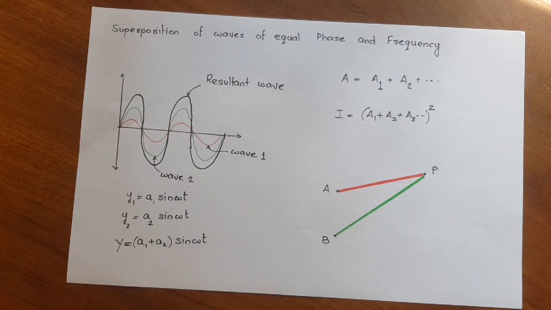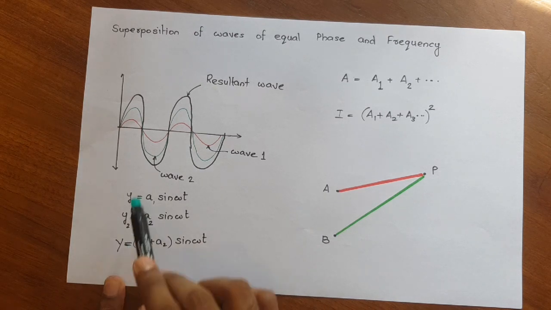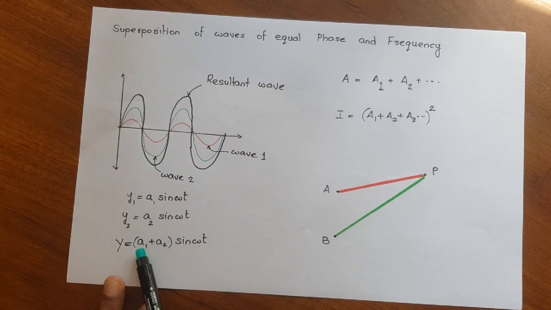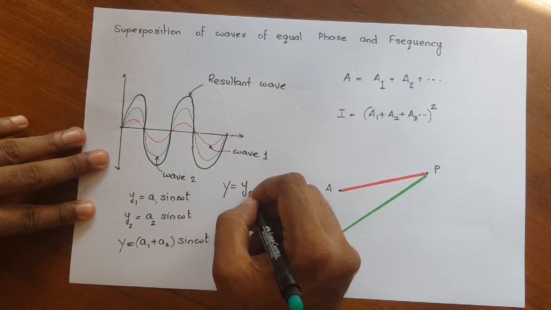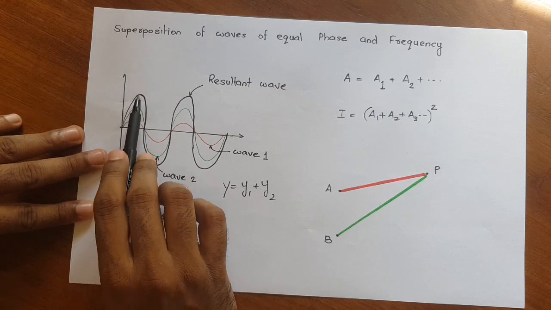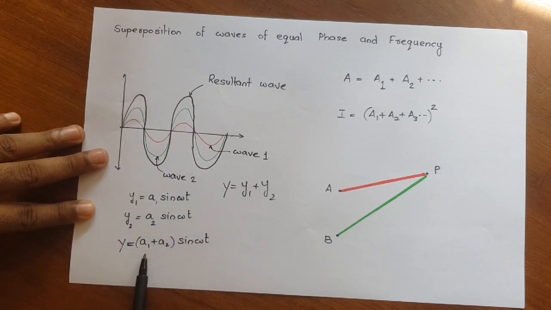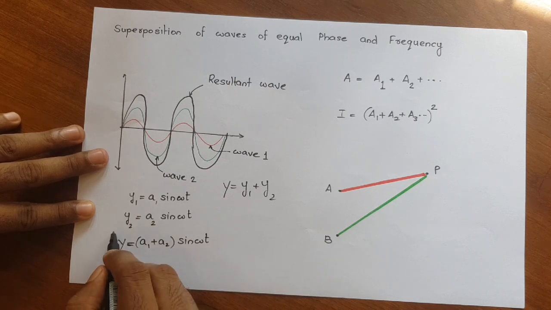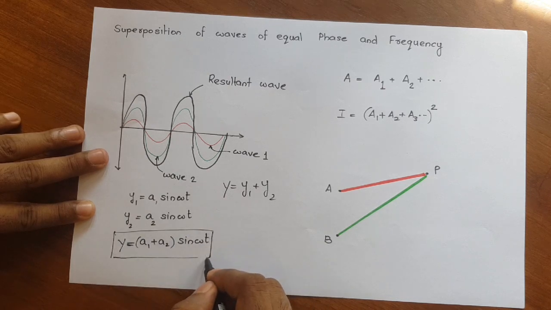Omega is the same. And just by adding them, the resultant wave's displacement capital Y will be equal to y1 plus y2. And y1 is a1 sin omega t plus a2 sin omega t, and sin omega t can be taken common, and the resultant wave equation will be (a1 plus a2) sin omega t. It is a very interesting factor that the only change happening here is in the amplitude. This is the equation of the resultant wave, and the resultant wave has an amplitude which is the sum of the amplitudes of the other waves.